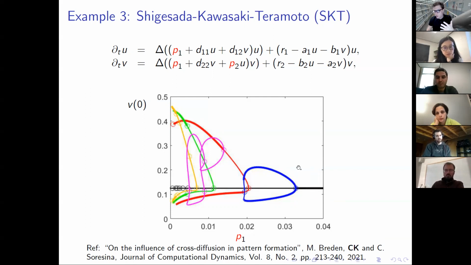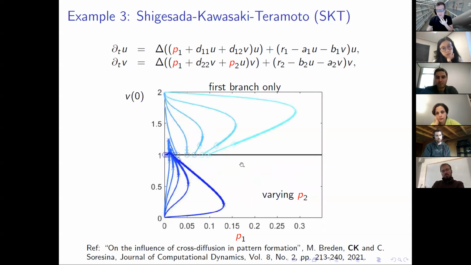These bifurcation diagrams in PDEs, particularly, can get quite complicated, so I want to show a few more just to give you an idea. For example, here, unfortunately, there is an error, a typo I just noticed before I started. This should be the L2 norm of the first component. I plotted the parameter P1, and I also vary P2, the second parameter. Then I look at how the first branches that bifurcate off at the first bifurcation point vary if I vary the second parameter.